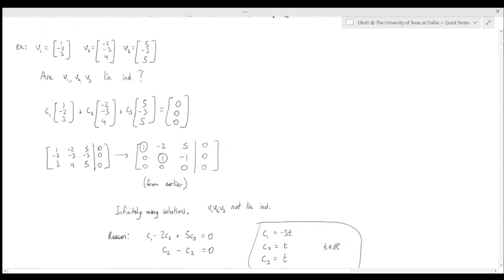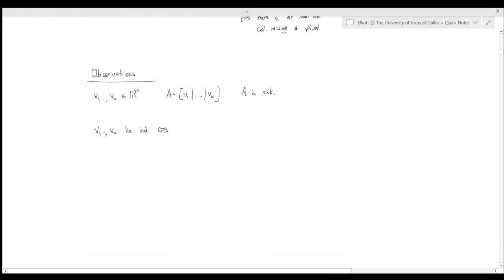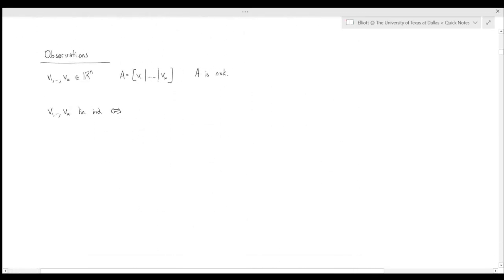So just first from the definition, for them to be independent, it means that the only solution to this system of equations is that C1, C2, C3 have to equal 0. Or just rewriting that slightly, we can say that they're independent if and only if the equation AX equals 0 has only one solution.